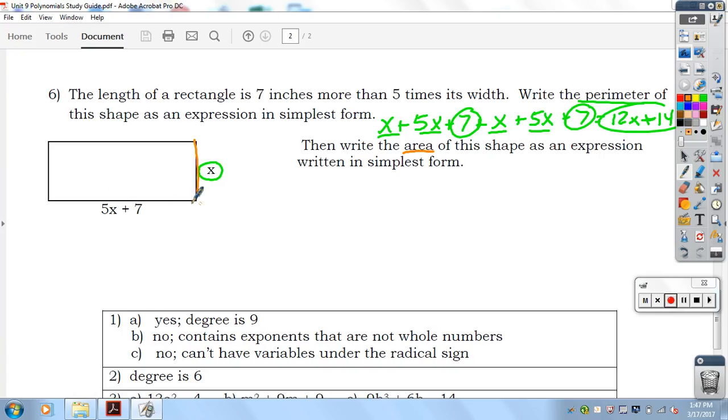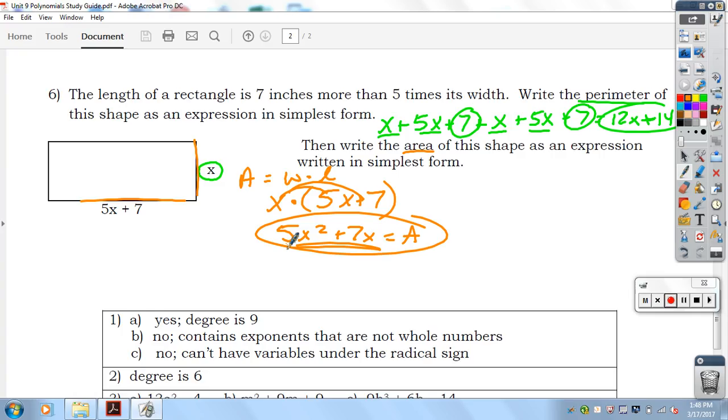Now to write the area is just length times width. So it's this times this. In other words, it's x times 5x plus 7. We know that area equals length times width. Well, let me reverse them. Width times length. If I do it this way, then you don't forget it's not x times just 5x. It's x times the entire thing. You have to distribute. So it's 5x squared plus 7x would be an expression that represents the area. That's an expression, technically. Here's an expression that represents the area.